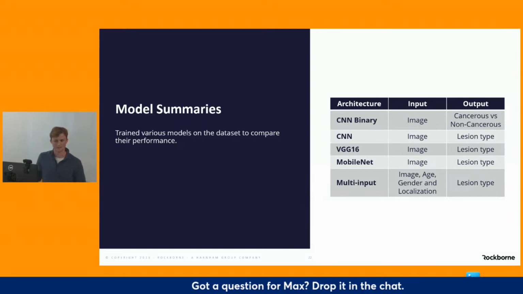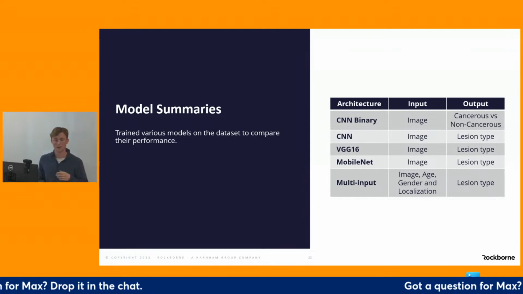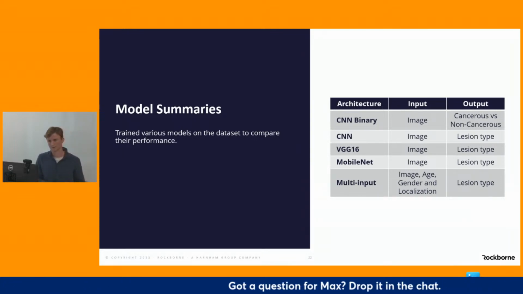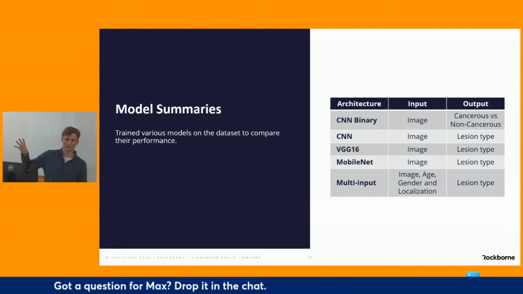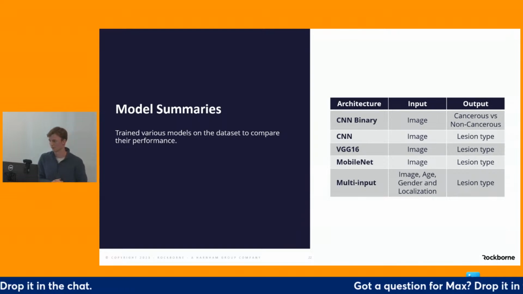And then, as I mentioned, I'd noticed that things like age, sex, and localization of the lesion could have an impact on the probability of what lesion it was. So I built my own model that combined the convolution side and a dense side, a multi-input model.